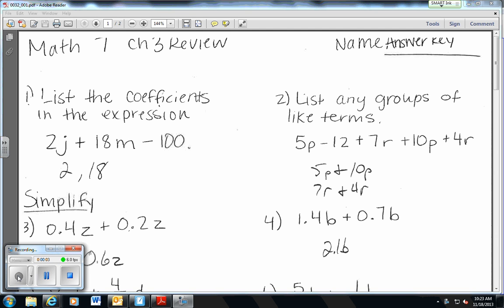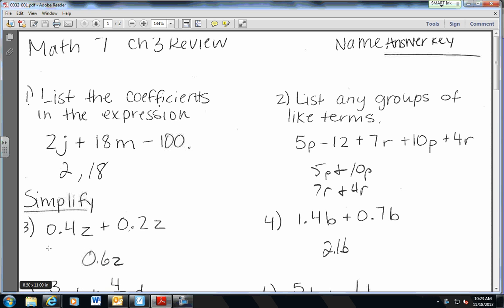Okay, this is for the General Math 7 Chapter 3 study guide. I'll run through how to find all of these answers to help you get ready for your tests tomorrow.